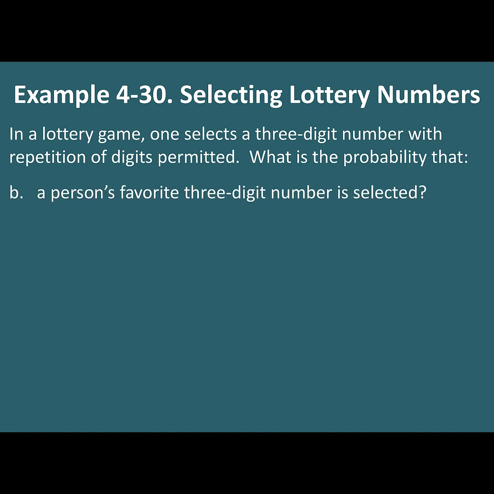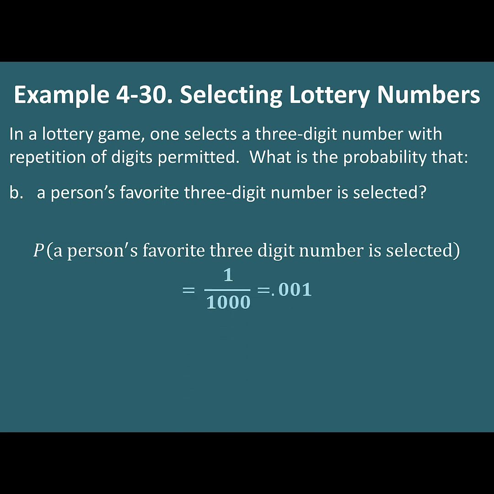Let's also find the probability that a person's favorite 3-digit number is selected. The probability that a person's favorite 3-digit number is selected will be 1 out of 1,000. And the reason why is the lowest number is 000 up to 999. These are the only 3-digit numbers permitted. There are 1,000 of these, and the 1 favorite number is selected. Again, 1 out of 1,000.